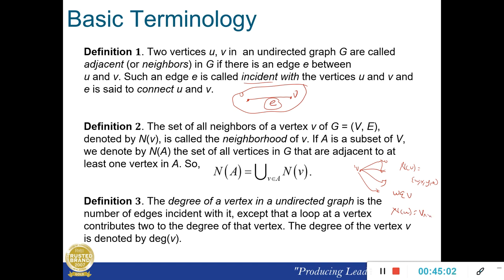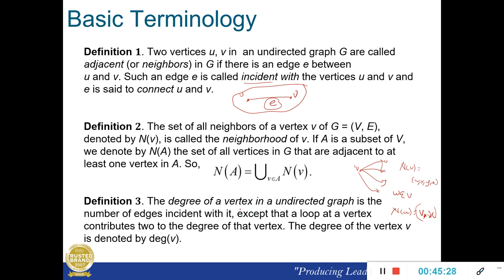So the neighborhood of W is V and X. Sorry for my handwriting. Let's say N(A) in G is the set of vertices adjacent to at least one vertex in A. So you can have W connected to V, and they are neighbors of each other, and vice versa.